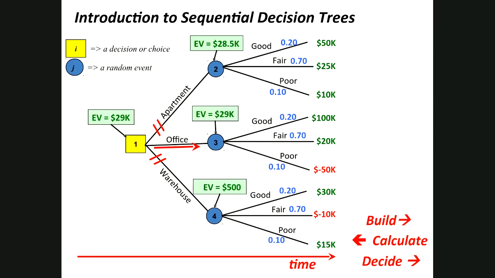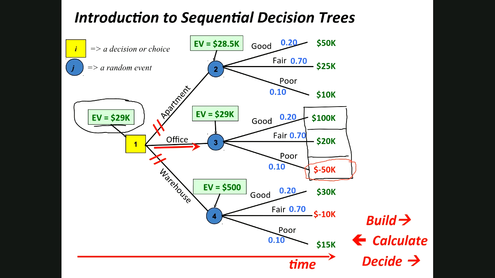And we also know that the expected value now for our decision is $29,500 if we invest in the office. But again, the main point that I want to make is the following. If you invest in the office and you wait to see what the economy is going to be, which will be good, fair, or poor with those probabilities, your result will either be your return of 100,000, 20,000, or you could lose, small chance, but you could lose $50,000.